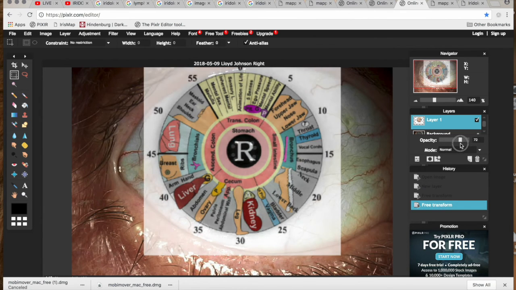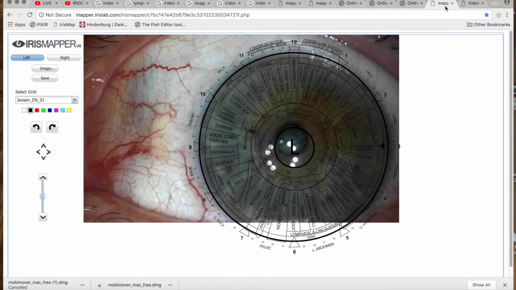Then, this is that chart. And then let's see, do we have anything else? This is another eye I want to show you. So this is a person that's a friend of ours, and he's having some issues in his brain. And can you see why? Because this is the transverse colon, and look at chronic.